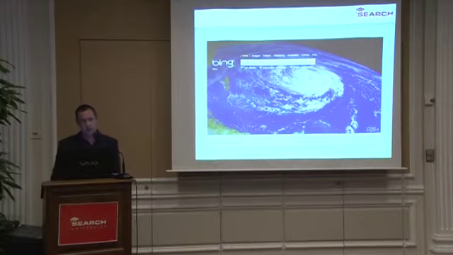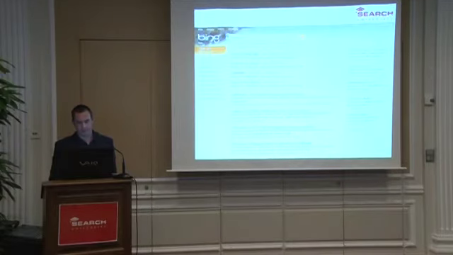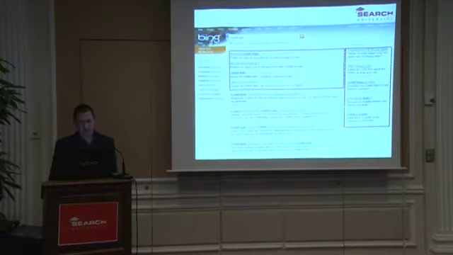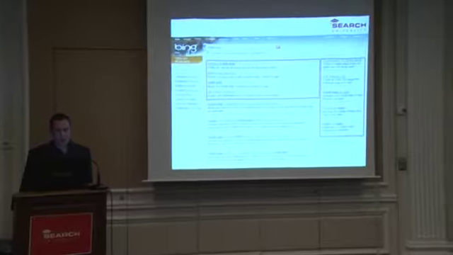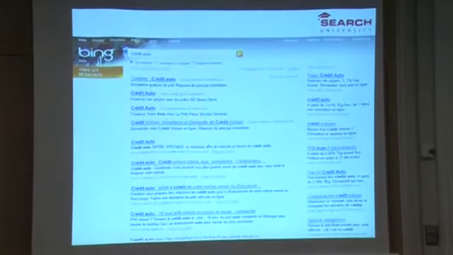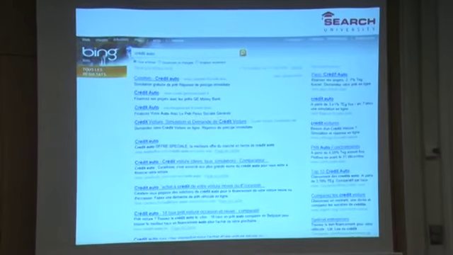Okay, let's start. Let's start with Bing, and let's start to make a query on Bing. So here it's Bing France, and I type Crédit Auto. Let's see what we get. Of course, we get natural results, but also advertising, sponsored links, at the top and at the right of the results.